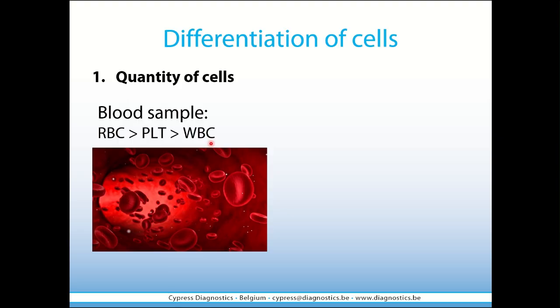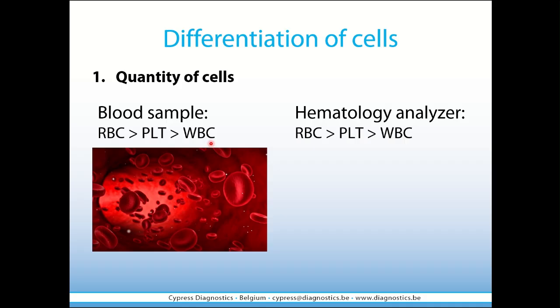This is easy to remember because it's logical. The red blood cells contain the compound that colors the blood red. If there were more white blood cells as red blood cells, the blood would be white. So, is the quantity of cells different in the hematology analyzers? No. The red blood cells are more abundant than the platelets, which are more abundant than the white blood cells.